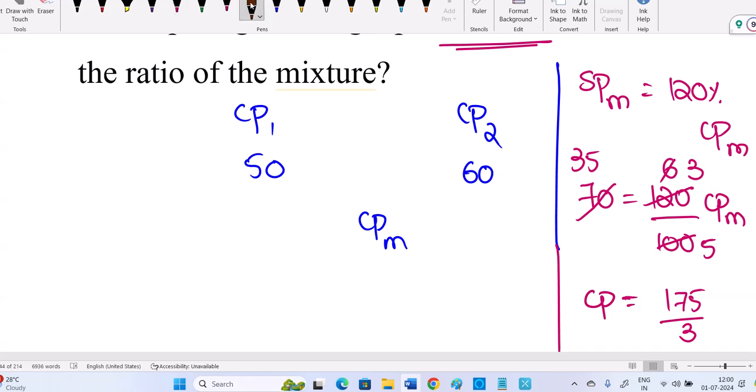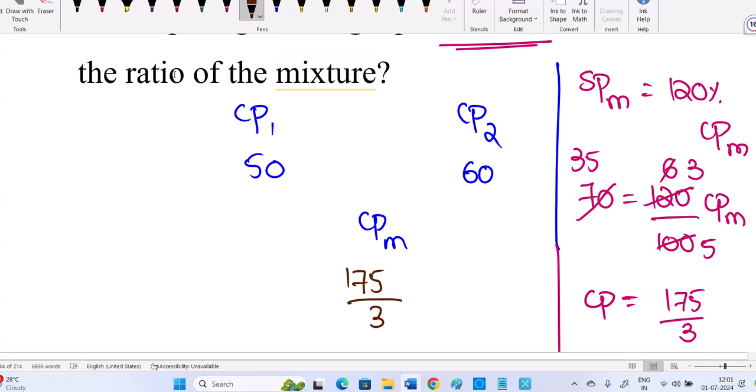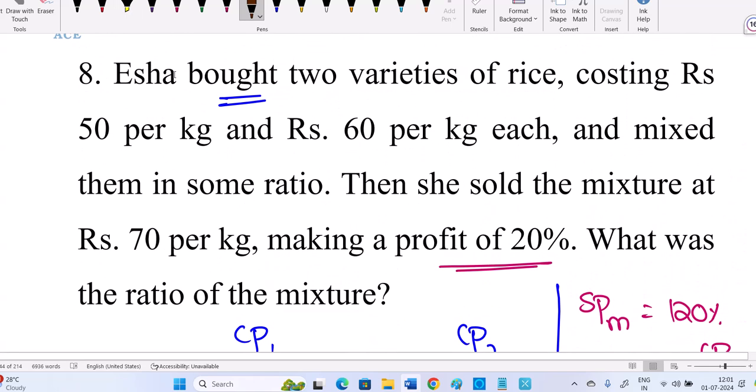175 divided by 3 is the cost price. So this is one very good update everybody should understand. All parameters should be in the same units. If everything is in kgs, the mixed one also should be in kgs. If all are in percentage, fine, but everything is in cost price. This also should be in cost price, not selling price. They gave the selling price, please kindly understand. This is sold.